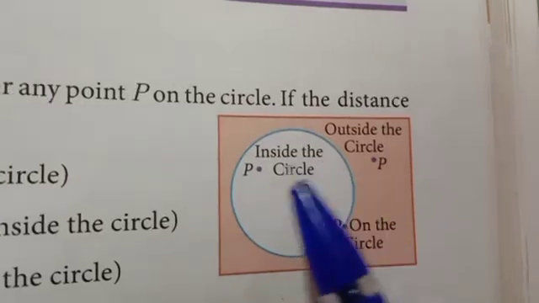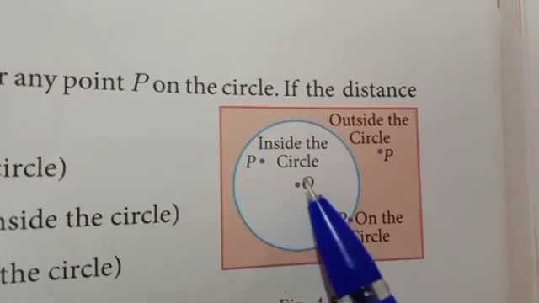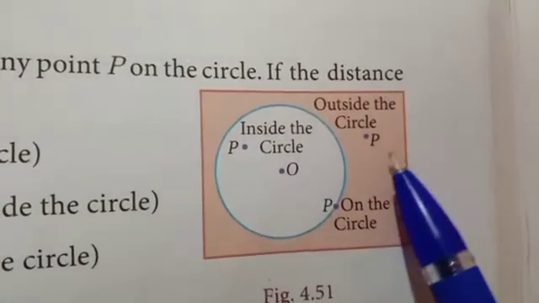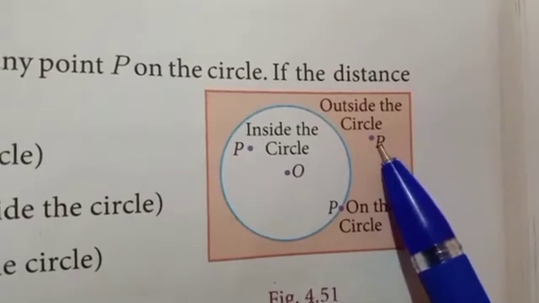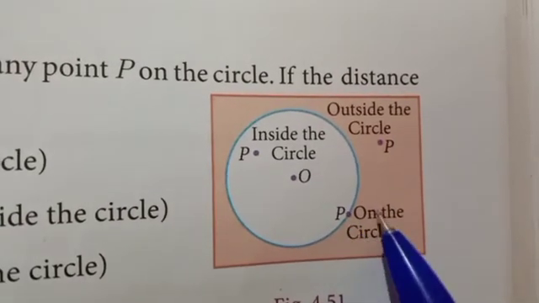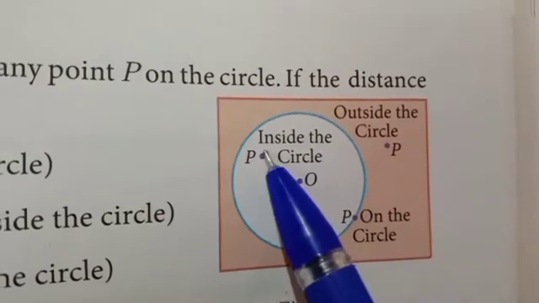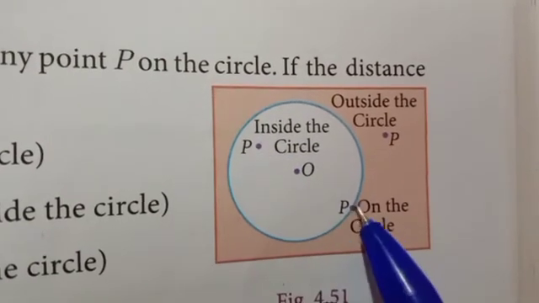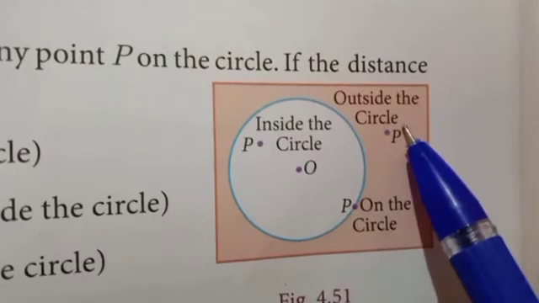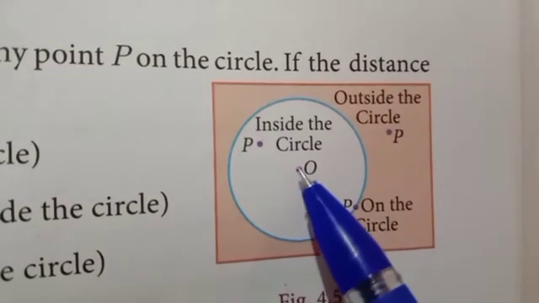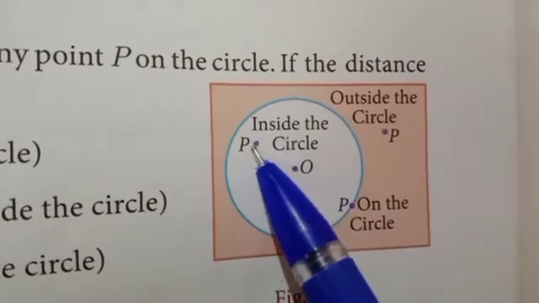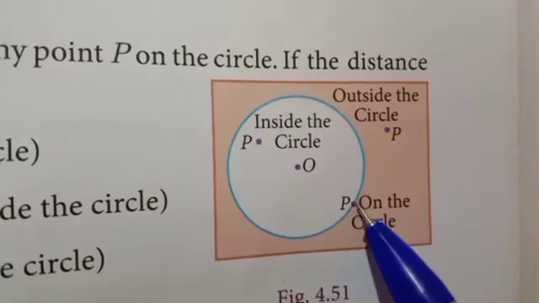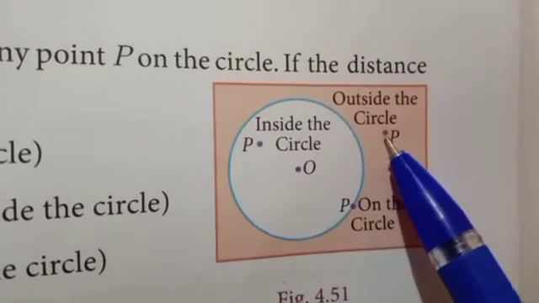Now you have to observe this. The point P lies inside the circle. This is the center. What about a point outside the circle? It is called outside the circle. The point P lies on the circle. This is the inside point, this is on the circle, and this is outside the circle. Okay, students, what is the meaning? This is the center point, this is an inside point, this is a point on the circle, and this is a point outside the circle.